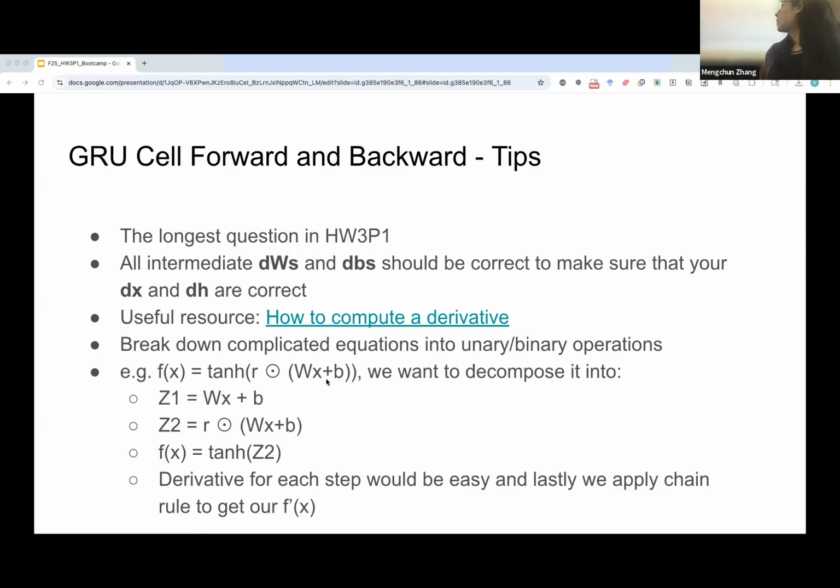You don't have to worry about writing the backprop equation for everything at once. You should divide it into these intermediate variables and then take the derivative for each step.